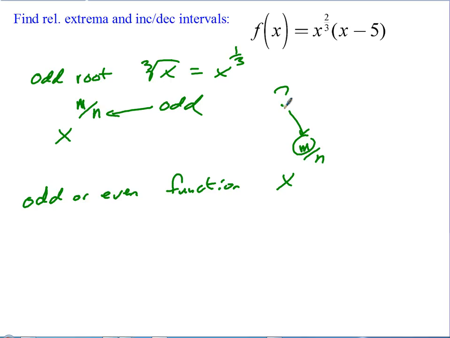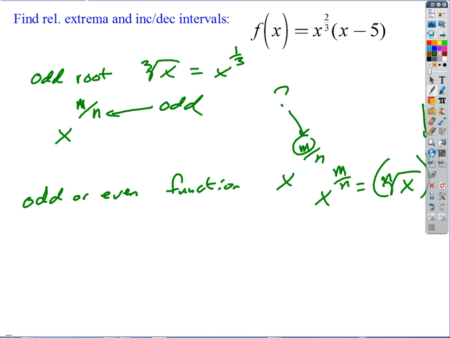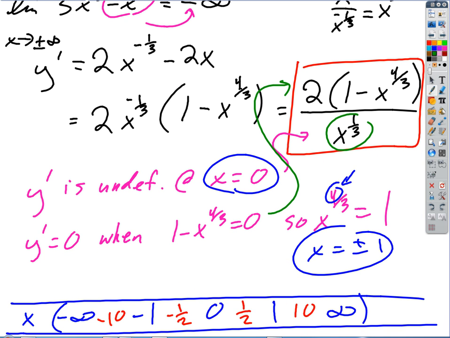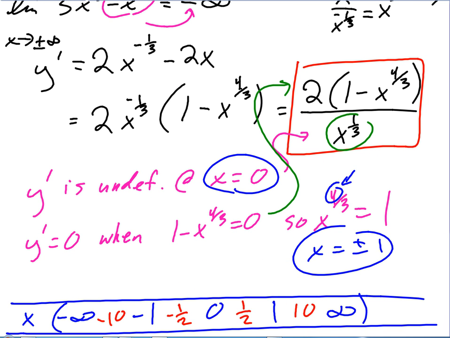Think what it means if I say x to the m over n. It means the nth root of x to the m power, and that's what's determining if the function is odd or even, right? Okay. And so when we have that even power, so the numerator is even, that's when we always have to include that plus or minus. Okay. So we got two more critical numbers.